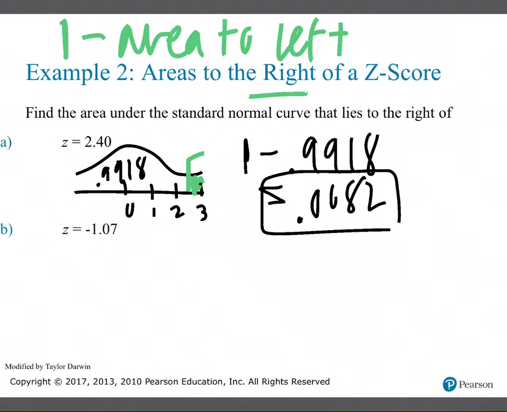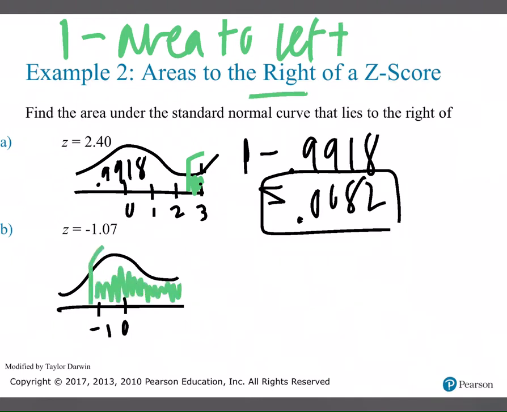Which makes sense because that's a very small area. It should be a small number. If I do the same thing to negative 1.07, it's a little past 1. I want to find the area to the right, so I expect here to get a big number.